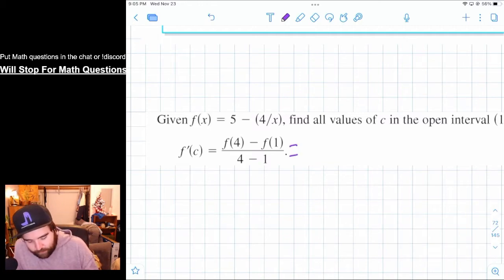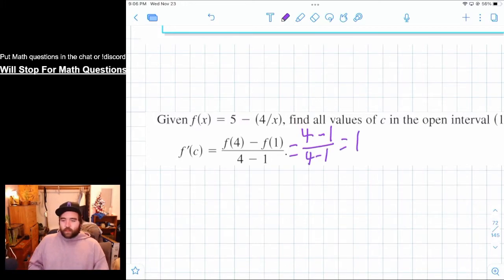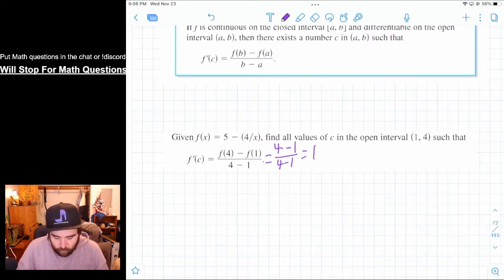So what is that? Well, 5 minus 4 over... hang on. It's 5 minus 1. 5 minus 4 over 1 is 5 minus 4, which is 1, over 4 minus 1. So the slope is 1. So we're looking for everywhere in between 1 and 4 where the slope is 1.